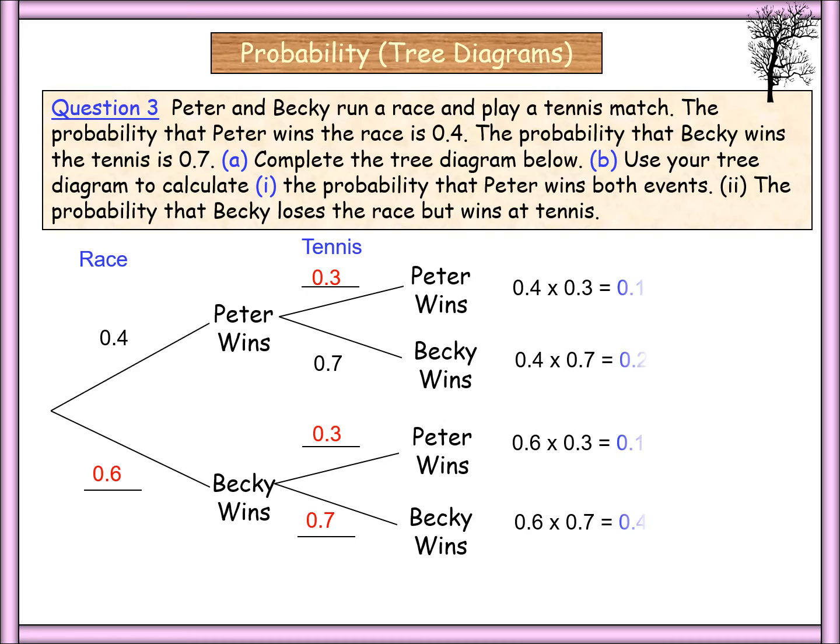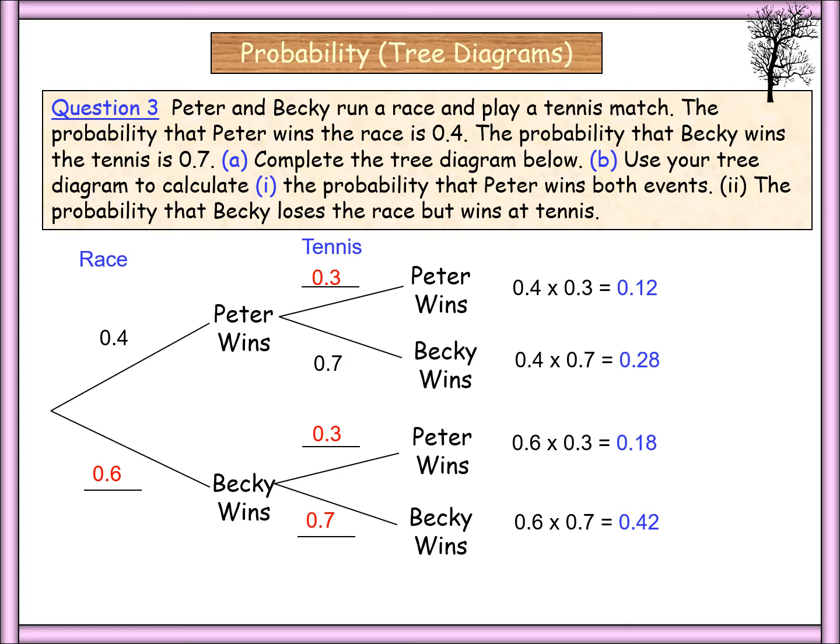So from here, the probability that Peter wins race and Peter wins tennis is 0.4 times 0.3, which is equal to 0.12. And the probability that Peter wins race and Becky wins tennis is 0.4 times 0.7 equals 0.28. And then the probability that Becky wins the race and Peter wins tennis is equal to 0.6 times 0.3, which is equal to 0.18. And the probability that Becky wins race and Becky wins tennis is equal to 0.42.